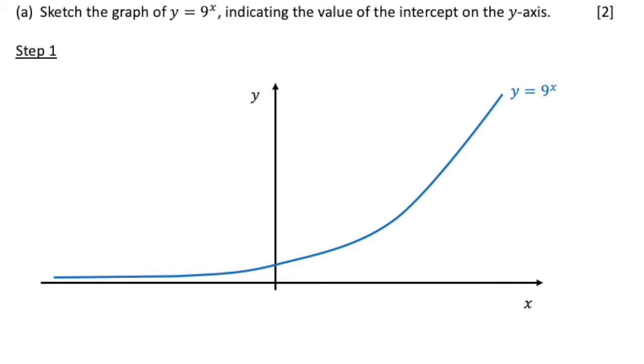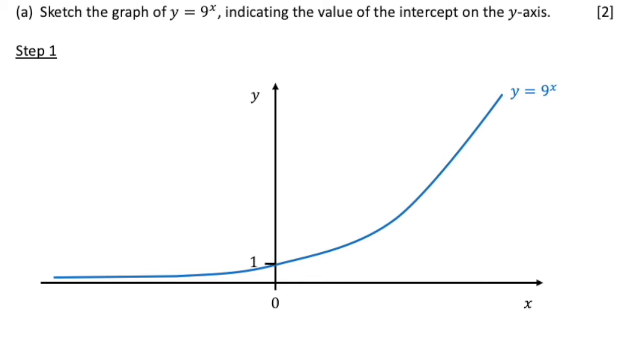Now they ask me for one particular detail on the graph. They ask me to indicate the value of the intercept on the y-axis. Well, the intercept on the y-axis is when x has the value 0. So from the formula y equals 9 to the power x, y would have the value 9 to the power 0. And anything to the power 0 is, of course, 1. Exponential graphs like this always cross the y-axis at the value 1.